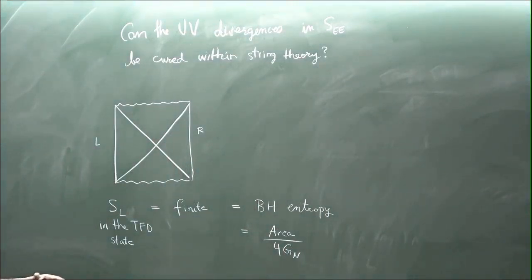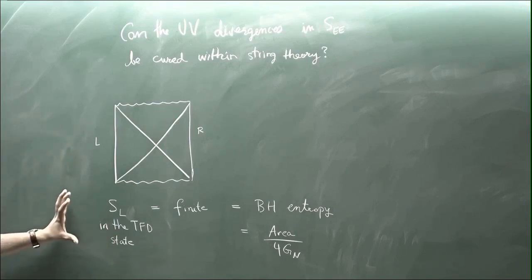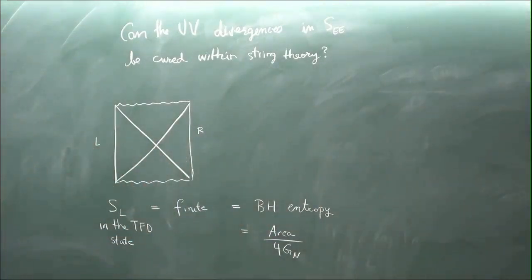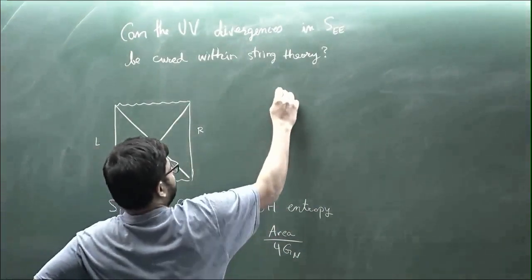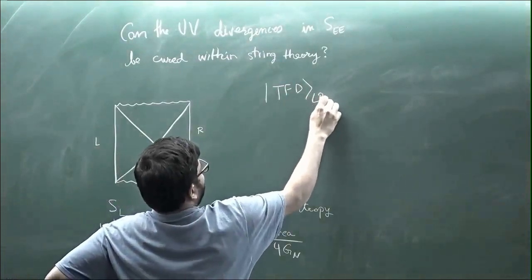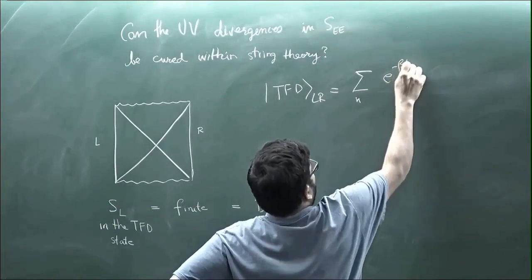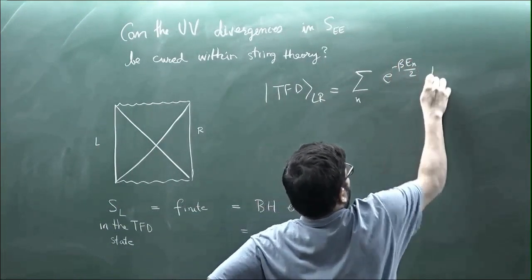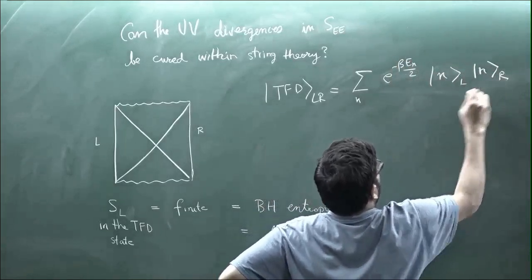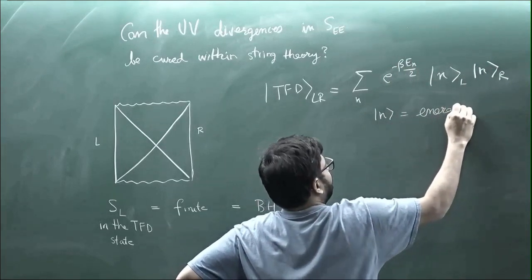If we really understand strings in some, let's say, BTZ background, we had better be able to reproduce this result in some 1 over N, string alpha prime expansion. So what is the thermofield double state? The thermofield double state on the left and the right is just the sum over n of e to the minus beta E_n over 2, times |n> left and |n> right, where the n's are energy eigenstates.